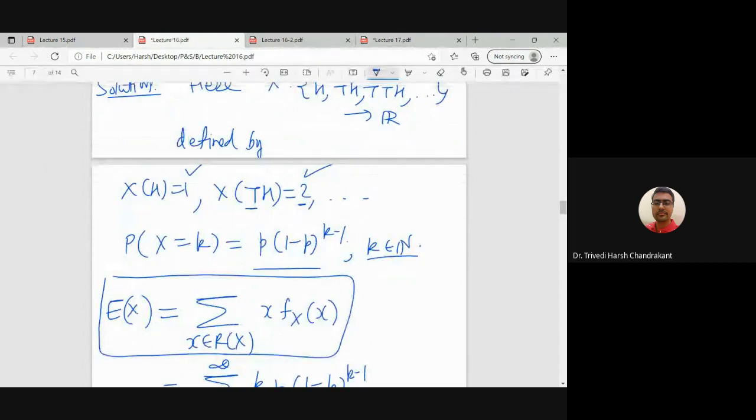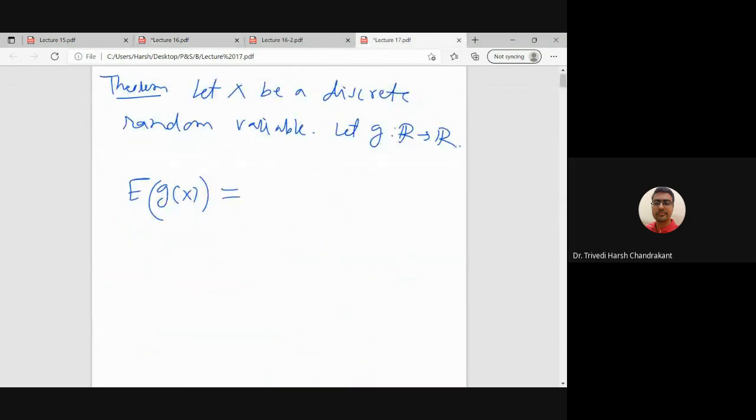So we can consider g of x as a random variable capital Y. In that case, the direct formula of the expectation gives the expectation of capital Y as the summation over small y belonging to the range of capital Y of small y times the probability mass function of capital Y at small y, right? So by definition we'll get that, but what we are going to show in today's class is the expectation in terms of the probability mass function of x.